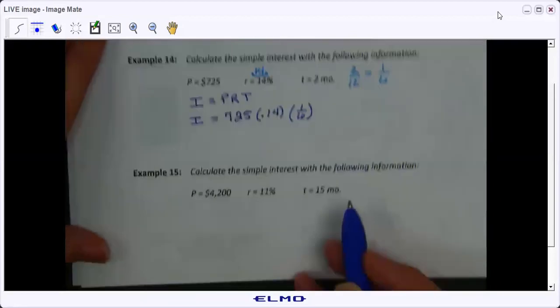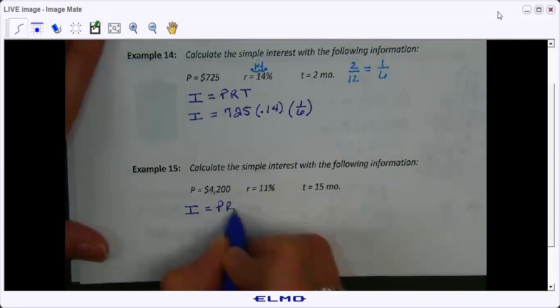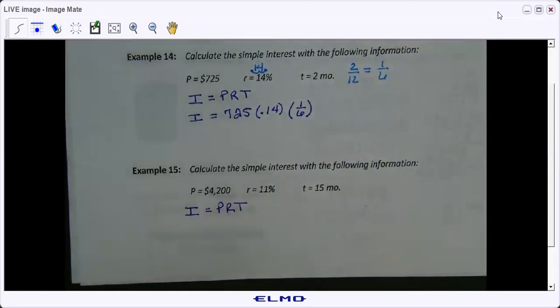Okay, so on this one, we're gonna go ahead and write out the formula. And on this one, I want you to try to plug this in on your own. Notice that the time is 15 months, so put that over 12. Simplify your fraction. If you can turn it in a whole number, do so. Otherwise, leave it as a fraction and multiply it. If you can turn it into a non-repeating decimal, you can do that as well.